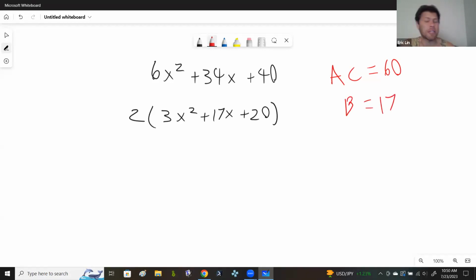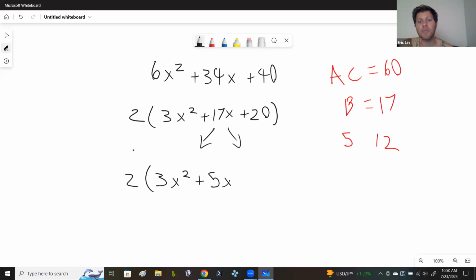I also notice everything's positive. So we're going to have 2 positive numbers that when we multiply together, oh, you know what, I see it. 5 and 12. 5 times 12 is 60. 5 plus 12 is 17. Great. Fantastic. So I can split up my middle term to 3x squared plus 5x. Once again, it doesn't matter if I put the 5 or the 12 first. It will work either way.